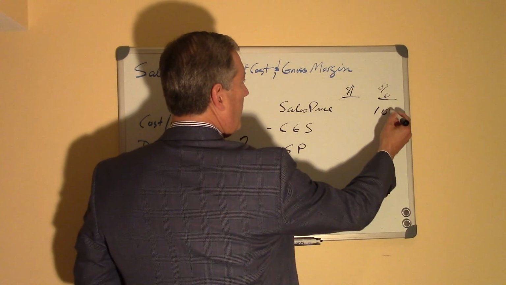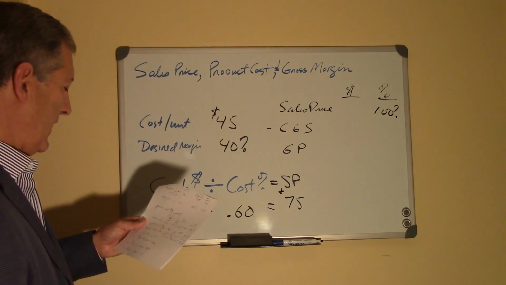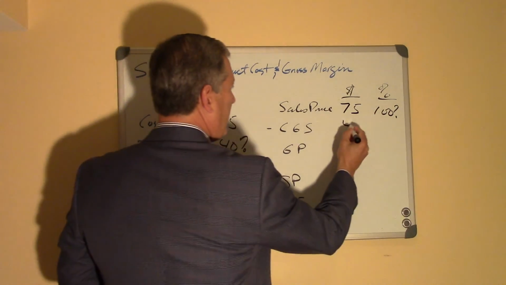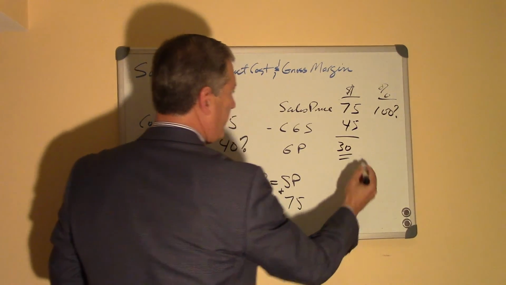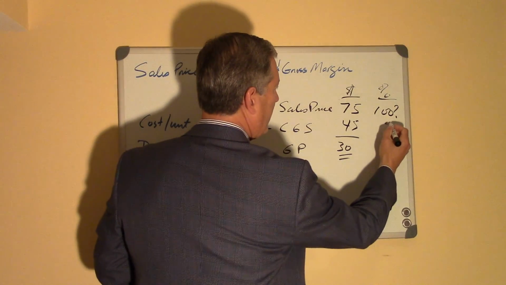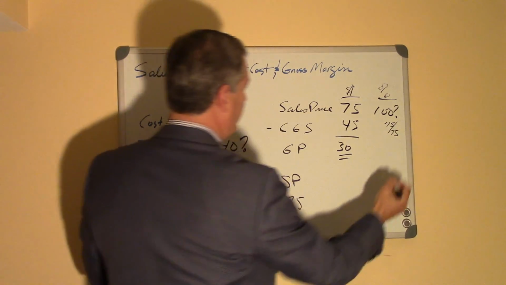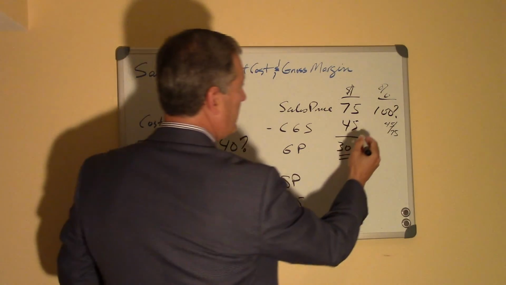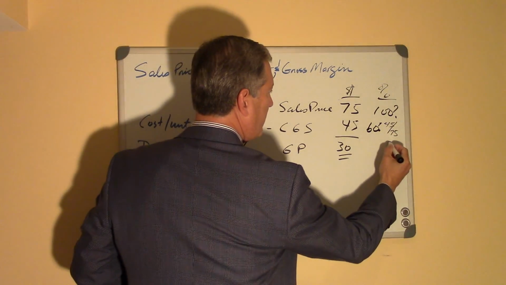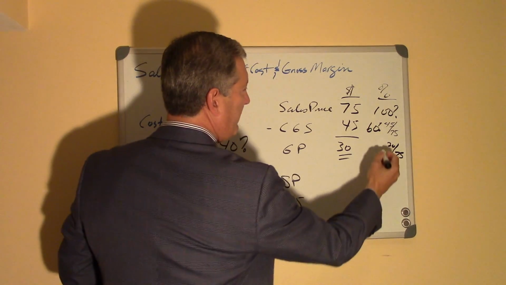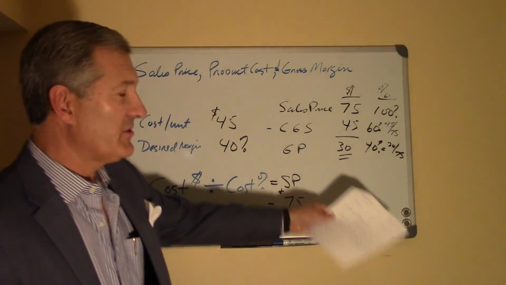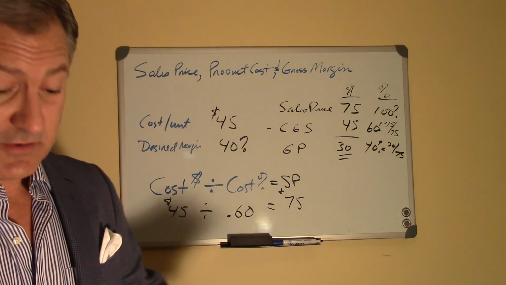Percentages, remember, always 100%. Sales price, we said, is $75. Our cost per unit is $45. Our gross profit, $30 per unit. On a percentage basis, you can do the math. 45 divided by 75. Cost percentage is 60%. And we look at our gross profit percentage: $30 divided by sales price of 75. We got 40%. Desired margin is 40%. A little low, but that's what the desired margin is.